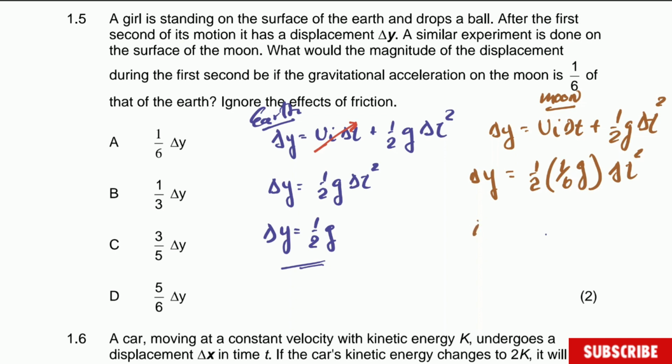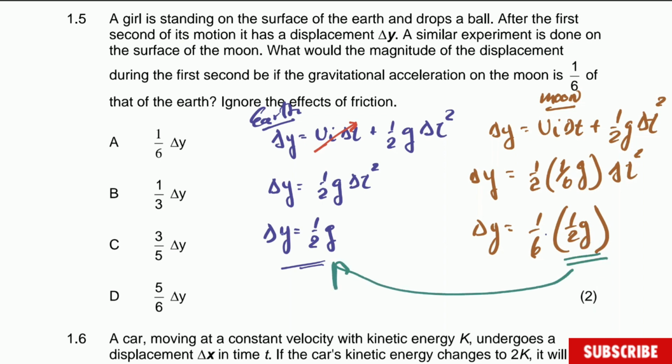Alright, so we have at the end here that this one is going to be 1/6 of a half g. Therefore, if you look here, the answer that you have here is that one there, which is the displacement on the Earth. So the displacement on the moon will be 1/6 of the displacement on the Earth. And the correct answer then is A. I hope that is clear. So let's go to question 1.6.